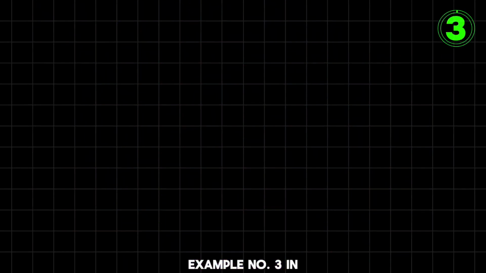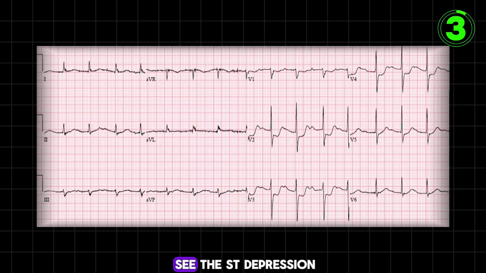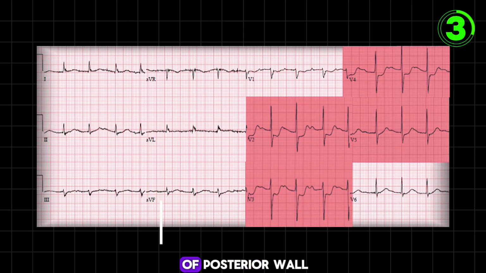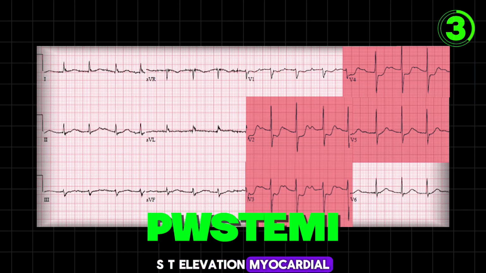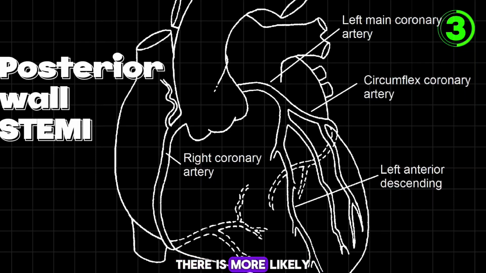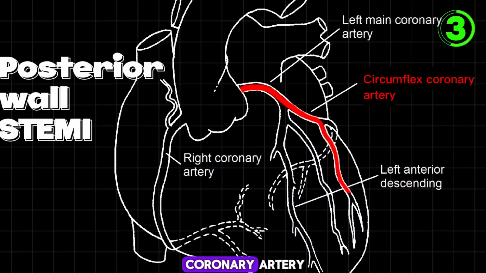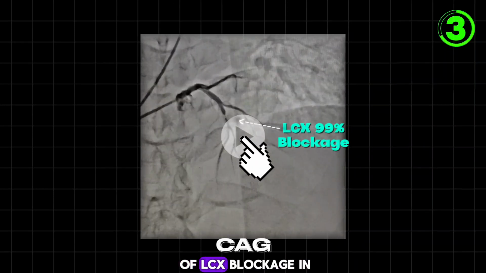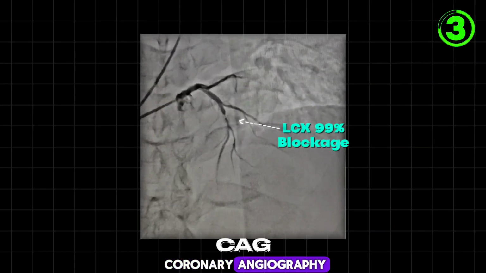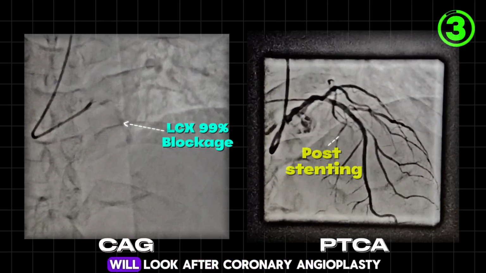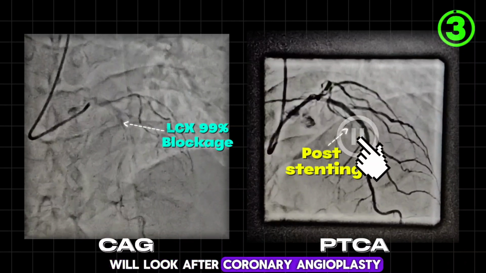Example number 3. In this ECG, we can see the ST depression in lead V2, V3, V4, and V5. This is the ECG of posterior wall ST elevation myocardial infarction, and when ECG has posterior wall STEMI, there is more likely involvement of left circumflex coronary artery, which we call LCX. And this is the example of LCX blockage in coronary angiography, which needs treatment of coronary angioplasty, and this is how it will look after coronary angioplasty.